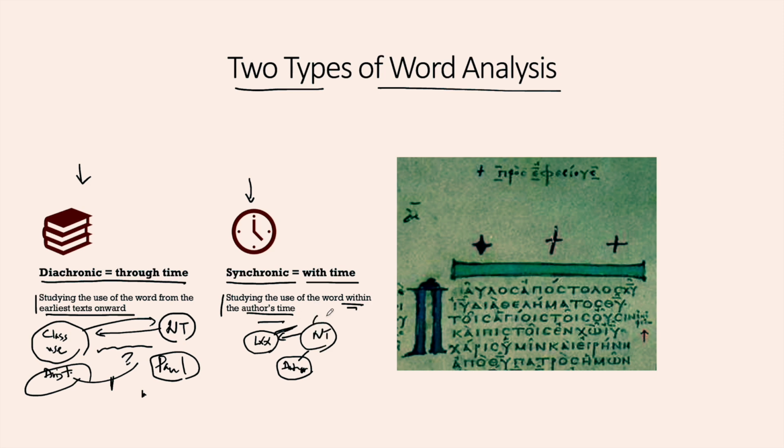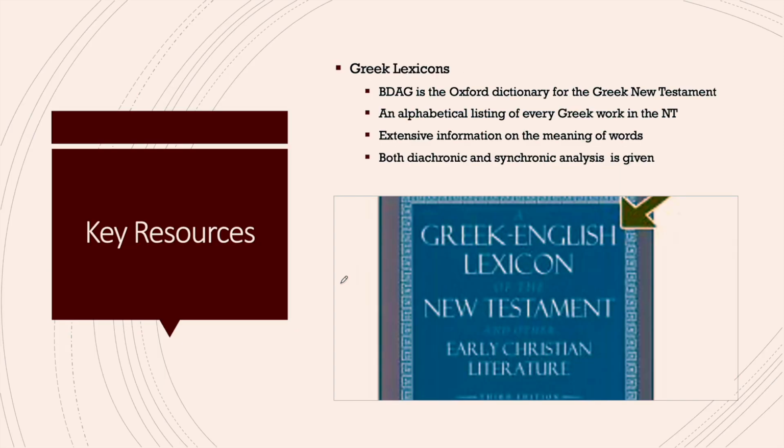And there are other secular authors that may use words in certain ways that we want to refer to. So within the time of the author, that's probably the most fertile ground and the best place to go when studying a word. The first resource that I want to talk about is Bauer's Lexicon.